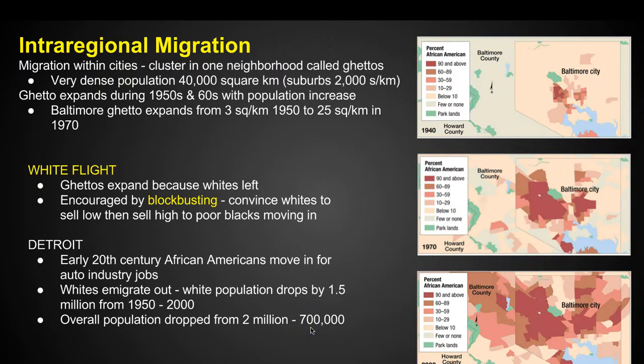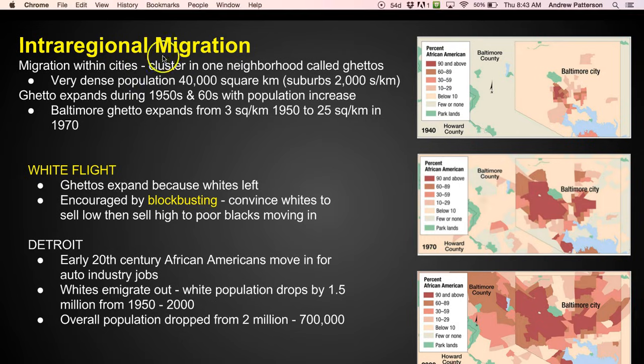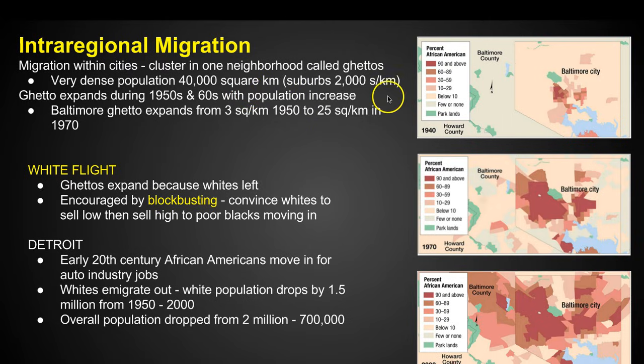We look at intraregional migration within regions. Looking at Baltimore City, for example, migration within cities. You've got ethnicities that cluster all in one neighborhood, where we began to see the formation of places which were deemed ghettos, where you have a very dense population, crammed into a small area.